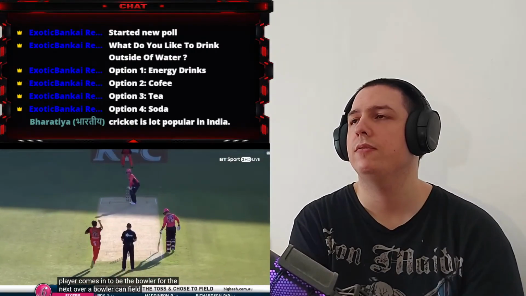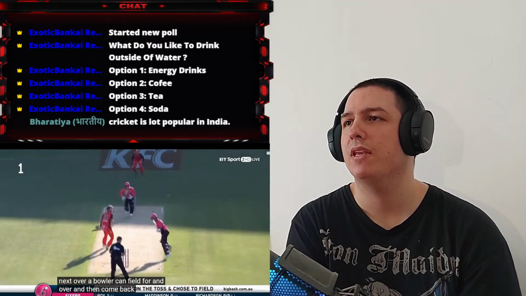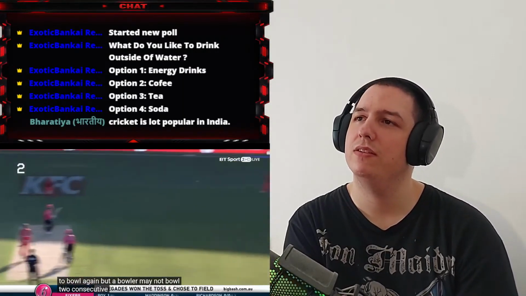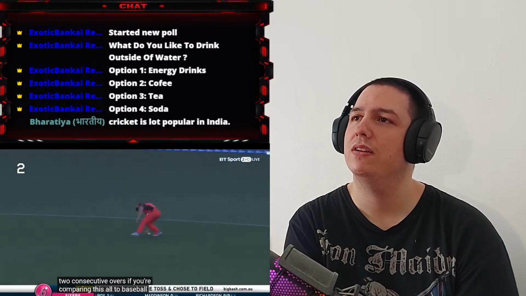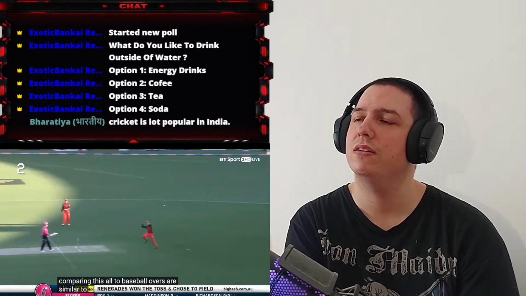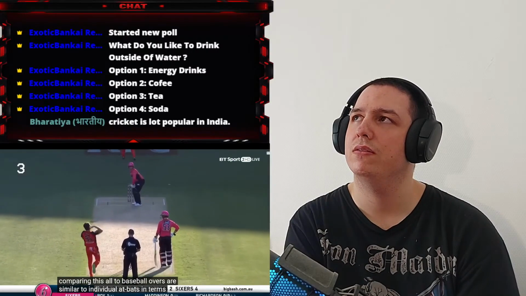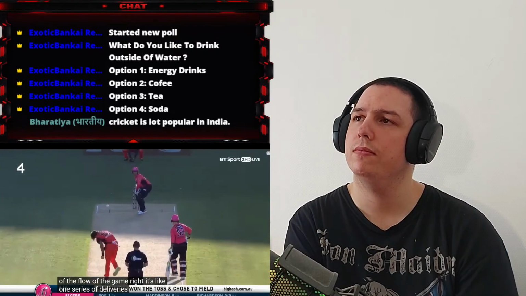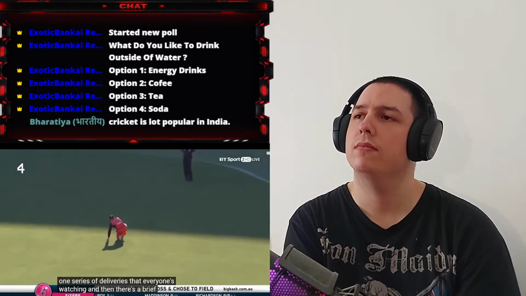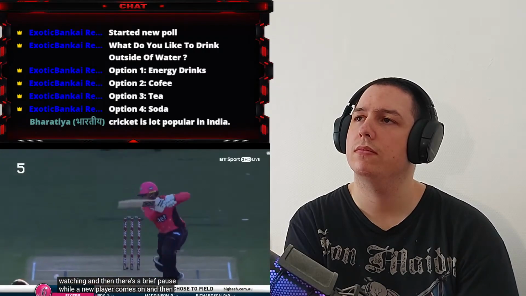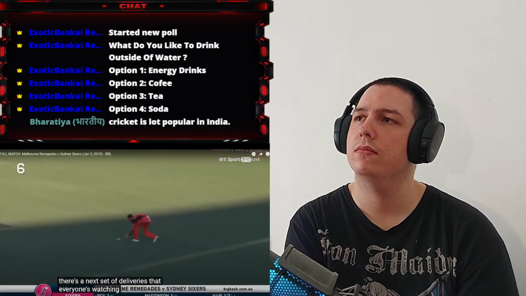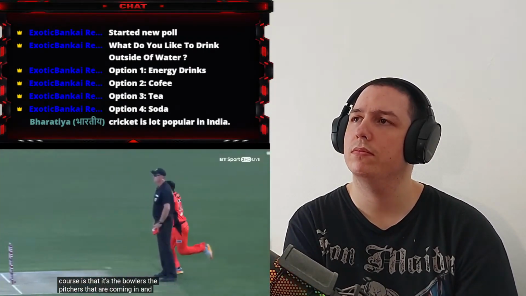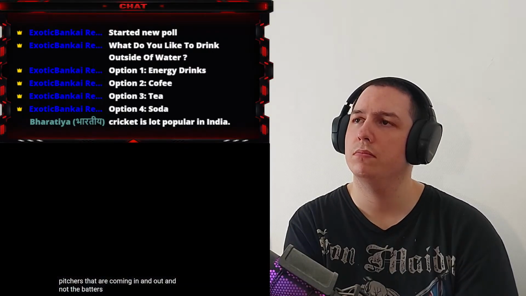A bowler can field for an over and then come back to bowl again, but a bowler may not bowl 2 consecutive overs. If you're comparing this all to baseball, overs are similar to individual at-bats in terms of the flow of the game, right? It's like one series of deliveries that everyone's watching, and then there's a brief pause while a new player comes on, and then there's a next set of deliveries that everyone's watching. The difference, of course, is that it's the bowlers, the pitchers, that are coming in and out, and not the batters.